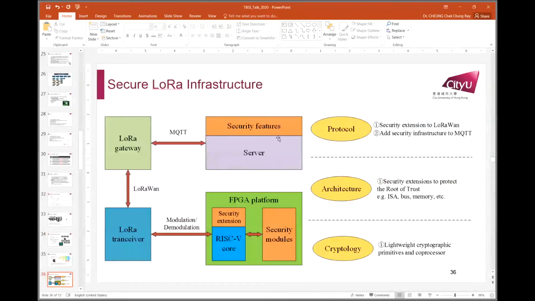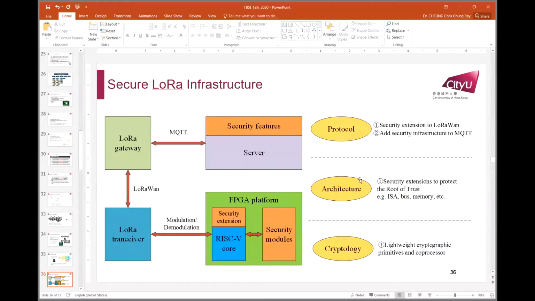So here we've got the backend. This is the server, and then through the MQTT protocol, we talk to the LoRa gateway, and through the gateway, we are able to send the data to the LoRa transceiver. And this transceiver, you can see, is the edge device. At the moment, we're using an FPGA, and later on, we hope we could fabricate the chip and put it into a production line. And then we've got this RISC-V core with the secure extension and also the security component.